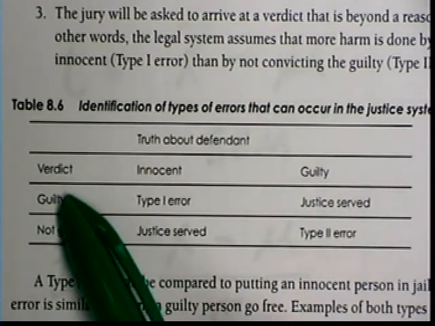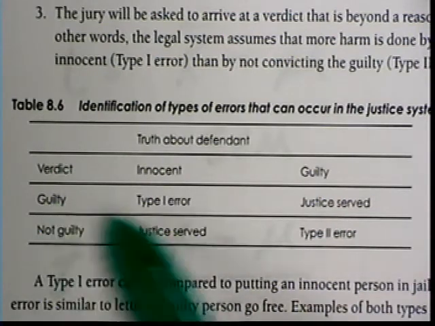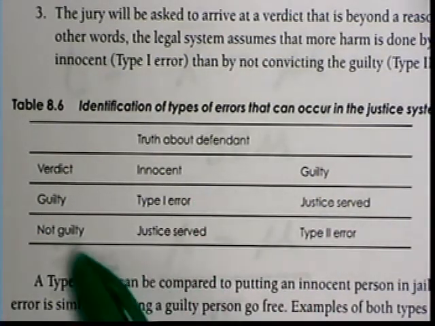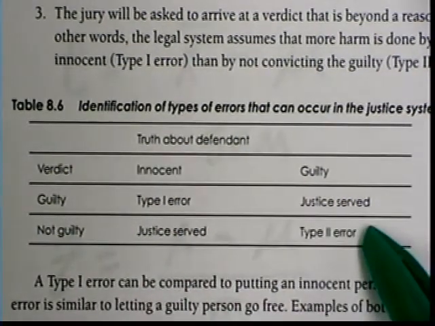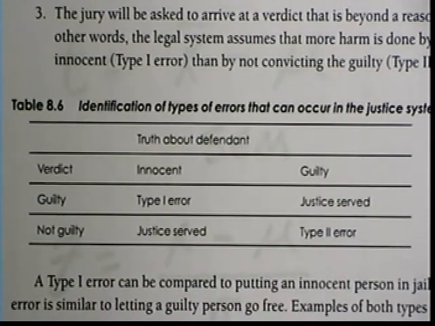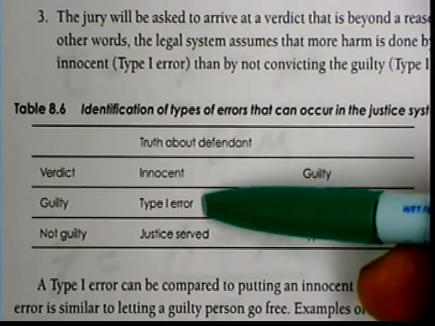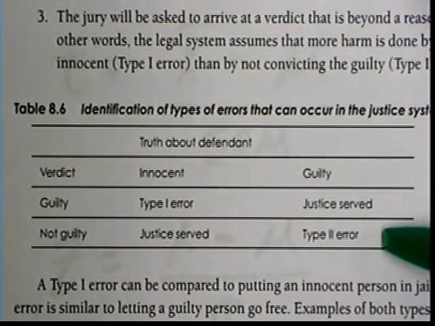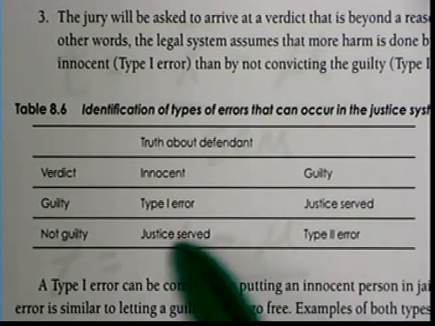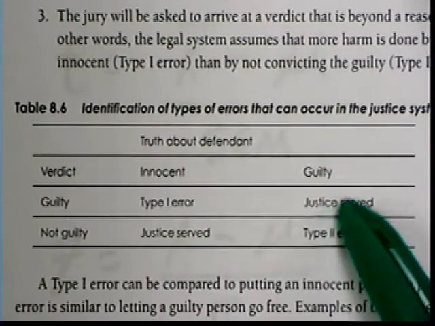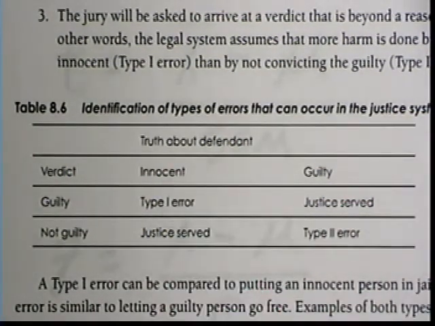The jury says they're guilty, but the person's actually innocent, or the jury says they're not guilty and the person is actually guilty. In both of these cases, an error occurs. Statistically, we would call this a type 1 error, and we would call this a type 2 error. But justice is served if the guilty is found guilty and if the innocent is found innocent. So a lot of the things that we're going to use or see in this course are actually used in the real world.